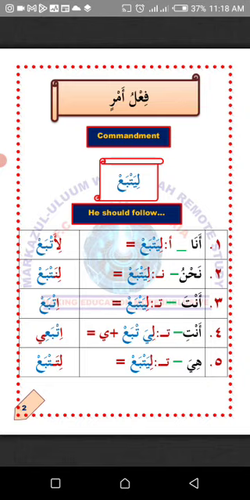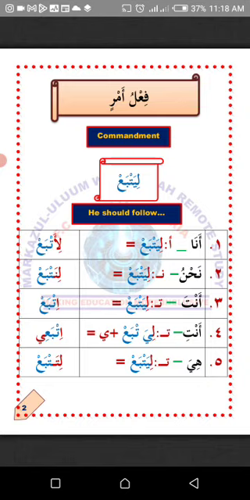Ithnan, number two. Nahnu, we. So how do we change the verb ليتبع to suit nahnu? All you need to do is to detach yaun and attach nunun. So the verb ليتبع will now become لنتبع, which means we should follow.